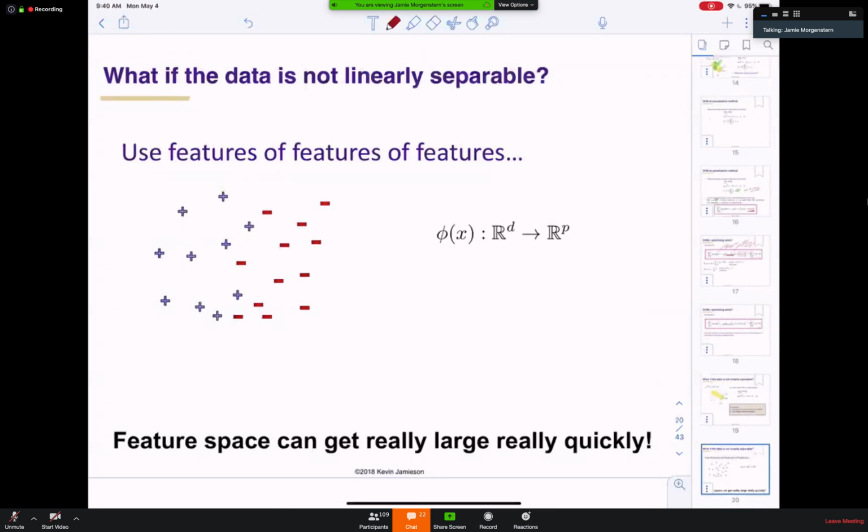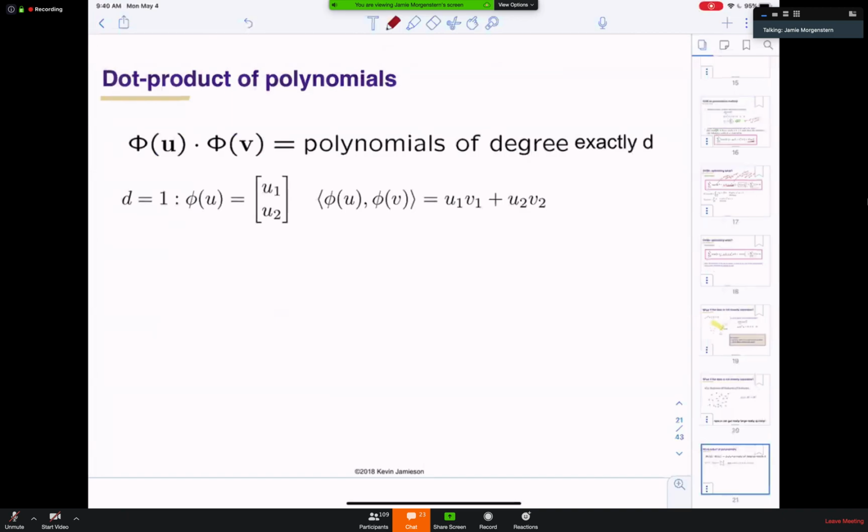So we can take our d-dimensional data and project it up into some higher dimensional space, or maybe not higher dimensional, but just some different space. But if we think about some of the ways we talked about this before with polynomial regression, one thing we will notice is that the feature space can get really, really large really quickly.